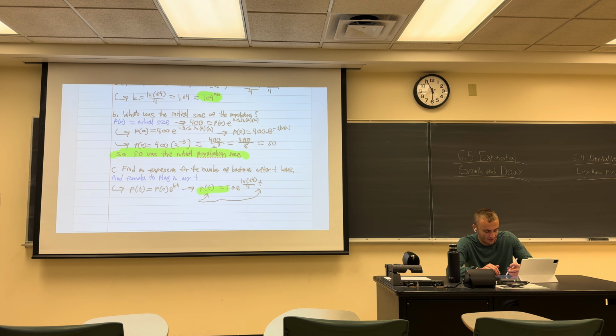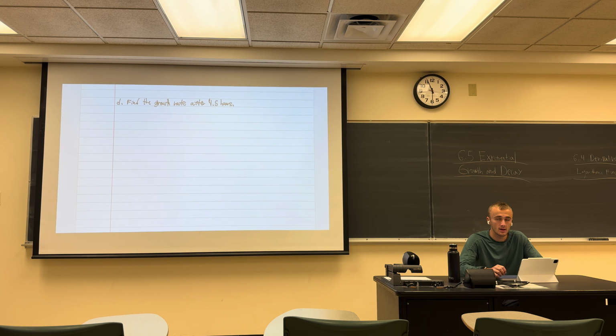So now the only variable present in this problem is t, because remember e is a number. Don't make that mistake. So in this last part, we just want to find the growth rate after 4.5 hours. So that's going to be taking the derivative of the formula we found in the previous problem. So we want P prime of t equals d/dt of that formula we found. So we want 4.5 hours.